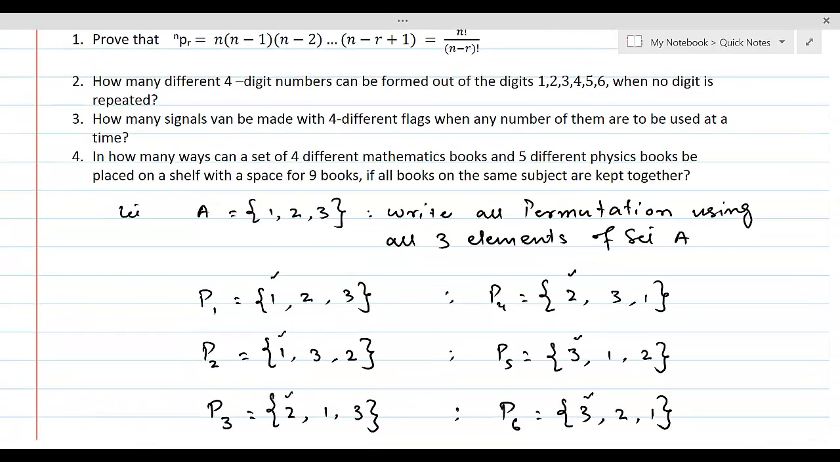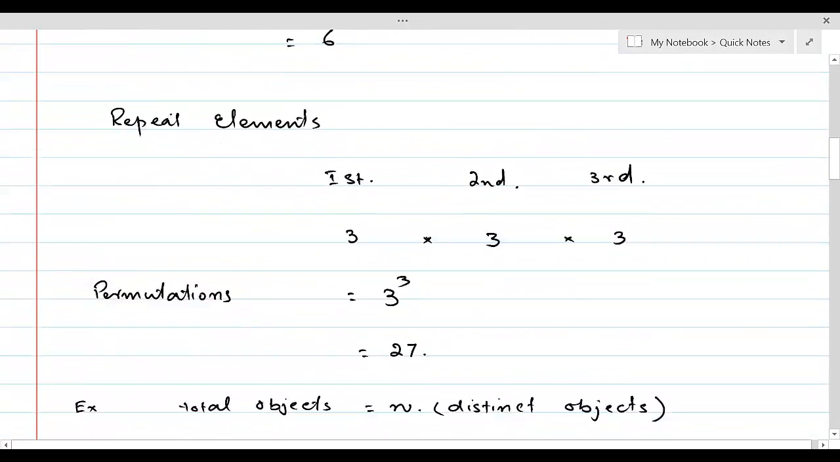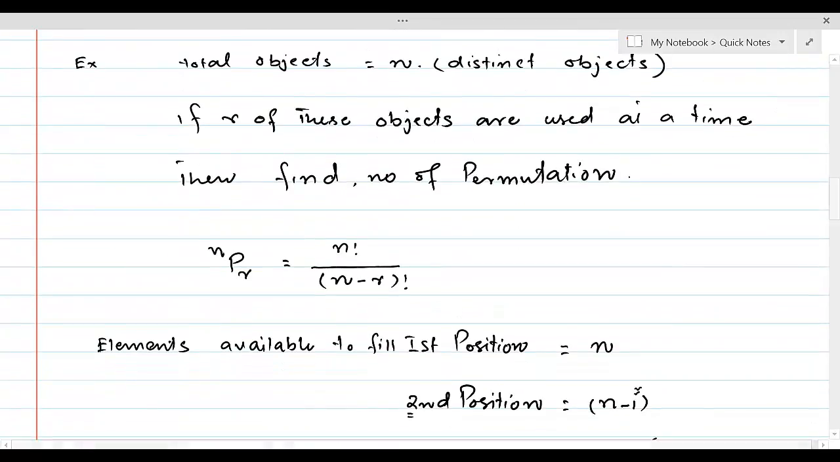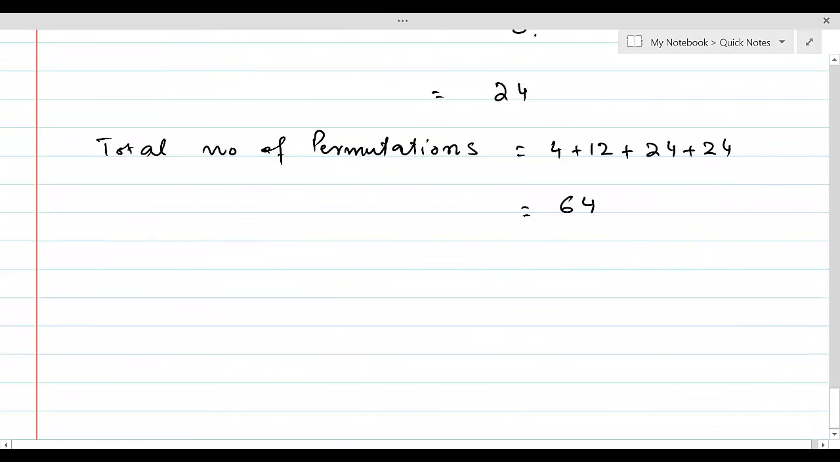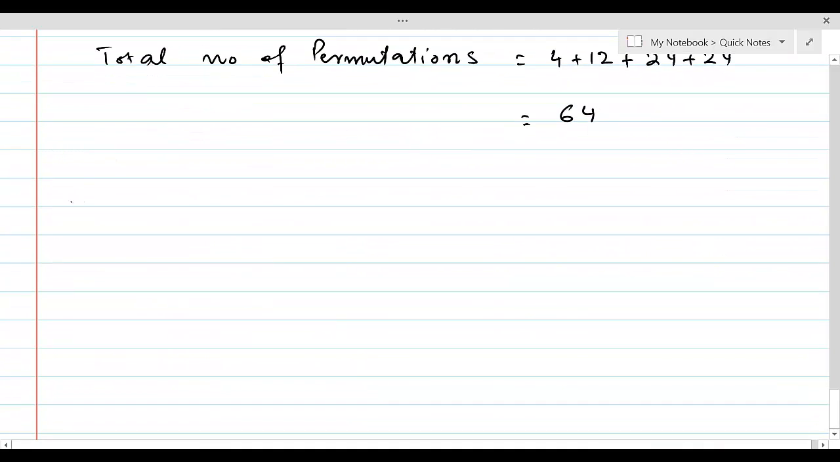Now the last example for this lesson is that we have a space of 9 books. In how many ways can a set of 4 different mathematics books and 5 different physics books be placed on a shelf with a space for 9 books if all books on the same subject are kept together? So how many variations are possible for 4 different math books?